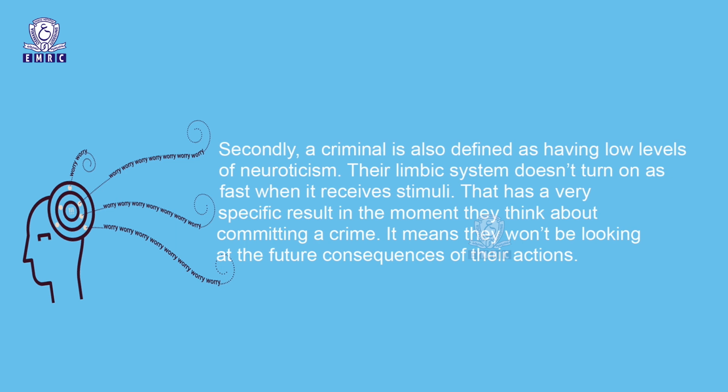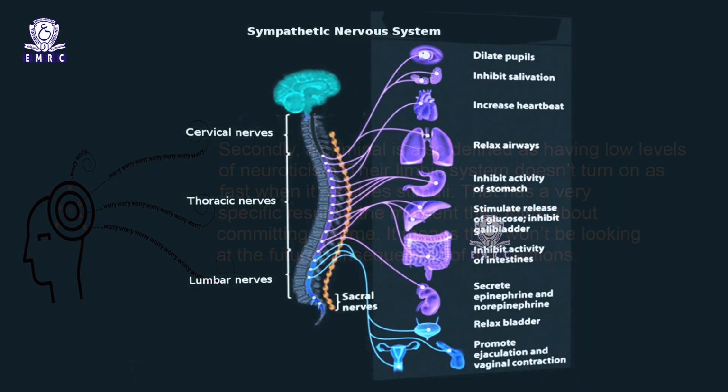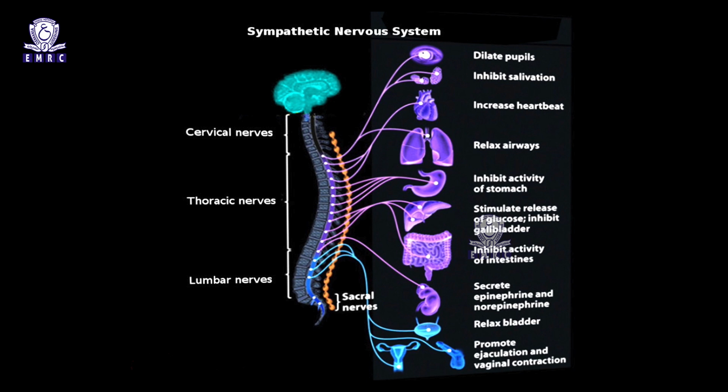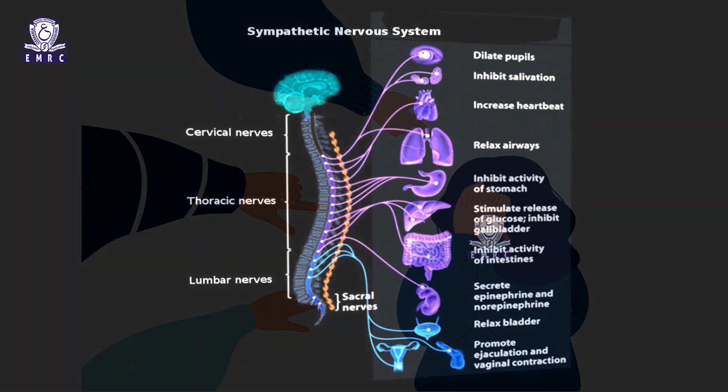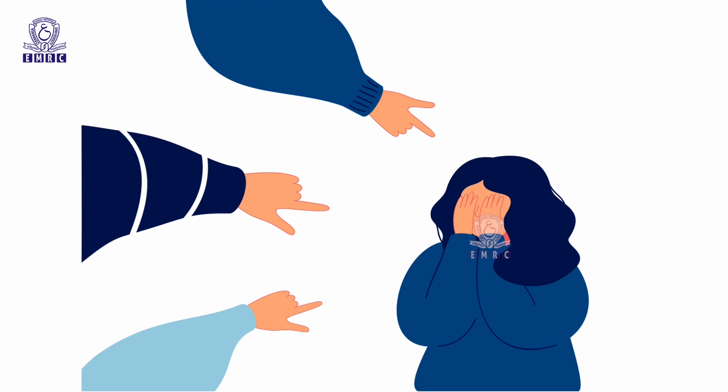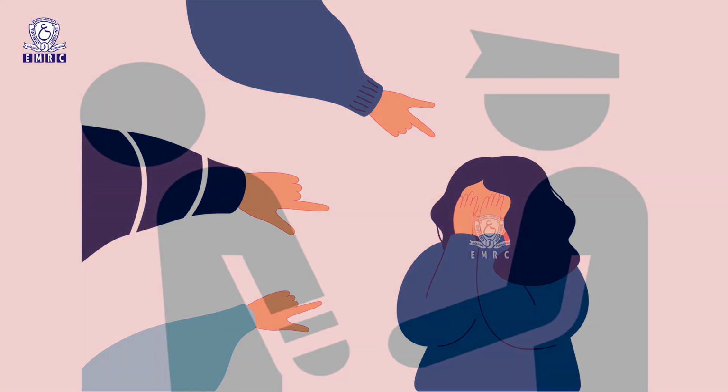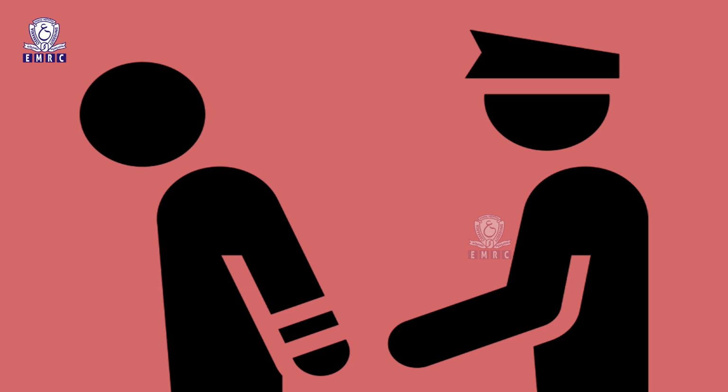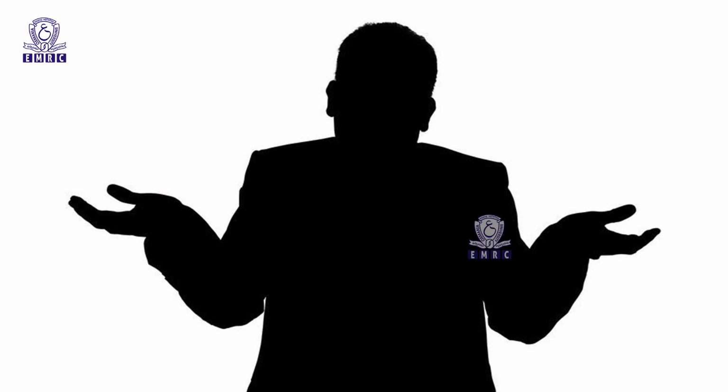Then secondly, a criminal is also defined as having low levels of neuroticism. Their limbic system does not turn on as fast when it receives stimuli. That has a very specific result in the moment they think about committing a crime. It means they won't be looking at the future consequences of their actions. On top of that, the stimuli doesn't activate the autonomic nervous system's sympathetic nervous system. That will stop them from feeling guilty and regretting what they did later on. Lastly, someone who has committed a crime will have a high degree of psychoticism. That means they don't feel empathy and are unconcerned about what they have done.